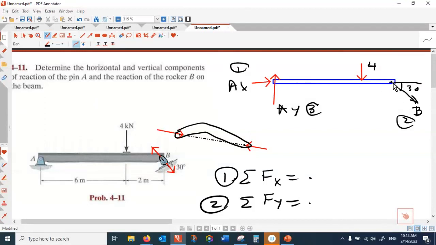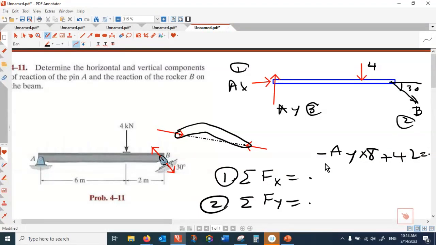If I take it at B, that would vanish rotation of B, that would vanish rotation of AX. Only the rotation of AY comes into the equation. So that becomes negative AY multiplied by 6 plus 2, 8, plus 4 times 2 equal to 0. And from here I find AY, correct?